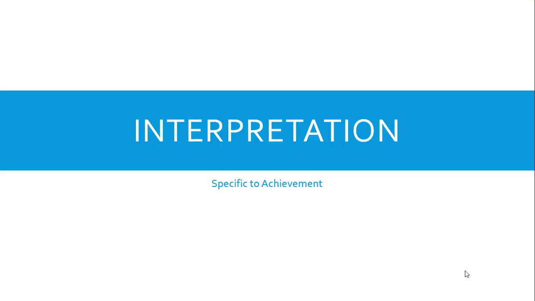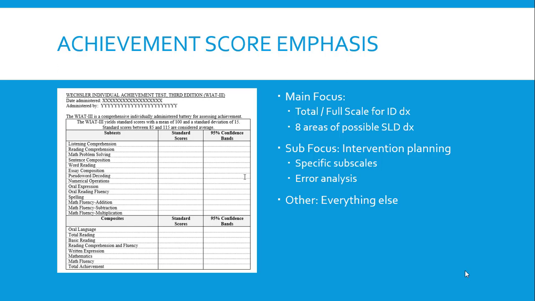So let's talk about specific interpretation relative to achievement. If you go into the tables, you're going to see something like this. On the left here, take a look. This should be very familiar to you. Here, you'll notice it says 95% confidence bands. I prefer 90% confidence bands, but whichever one you use, just make sure that you update that in the table to be reflective of what you selected in your report. It's the same as everything else we've talked about. You enter the standard scores, you enter the confidence bands, and you change the date administered and who administered it.